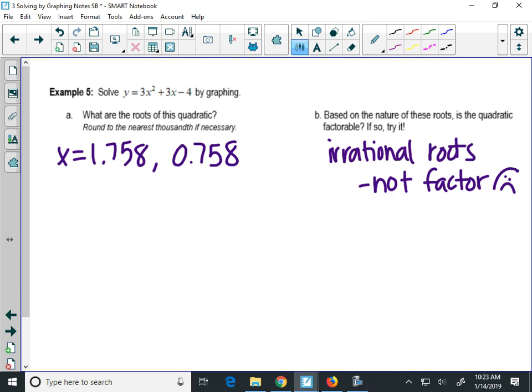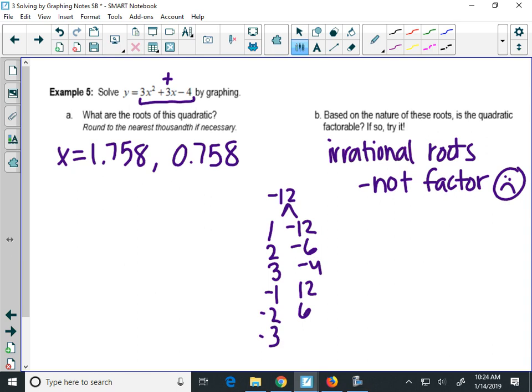I would need two numbers that multiply to negative 12 and add to 3. So let's look at our list. 1 and negative 12, 2 and negative 6, 3 and negative 4, negative 1 and 12, negative 2 and 6, negative 3 and 4. So do I have a pair of numbers that add to 3? Well, these add to negative 11, negative 4, negative 1, 11, 4, and 1. It doesn't look like any of them add to 3. That's why it's not factorable. That quadratic would be prime.